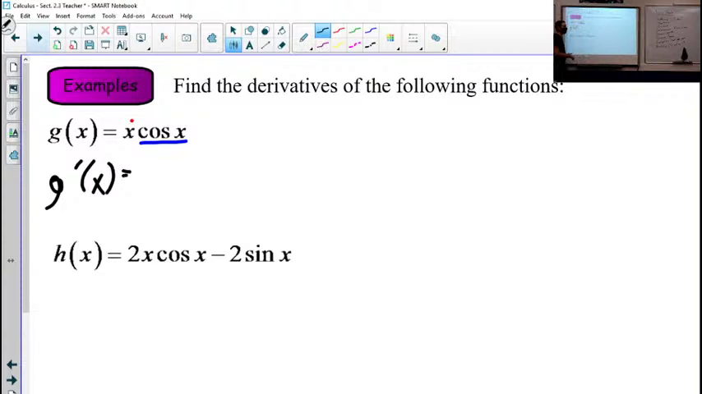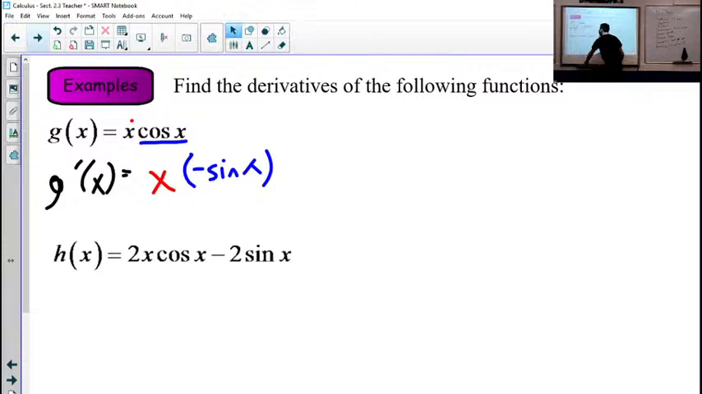So g prime is first times derivative of the second, derivative of cosine. Sine. Huh? I said sine, is that right? Negative sine. Wait, how did... Oh, is that from notes? Yes, it is.